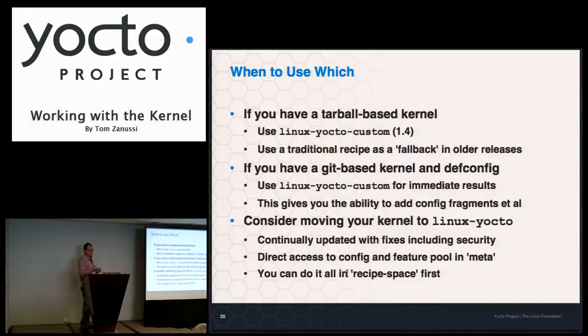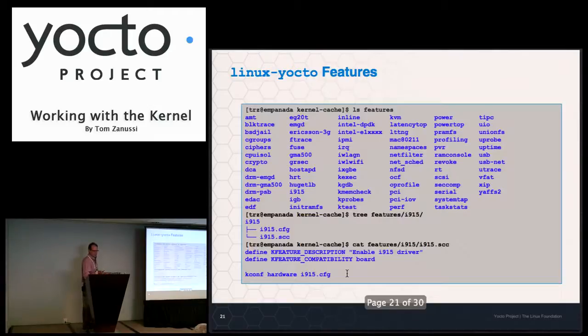And one, you don't have to commit to doing it right away. You can actually do most of what you need, pretty much everything you need to do, in recipe space first, if you're more comfortable doing that, and then move it over into the repo. I'll show you an example of that in a minute. But I just wanted to show you exactly what features are available currently in the Yocto kernel.